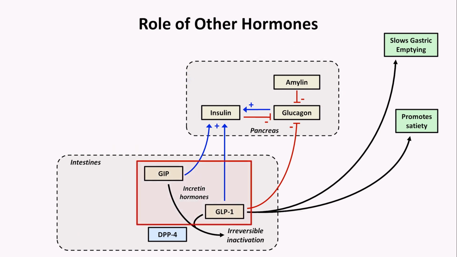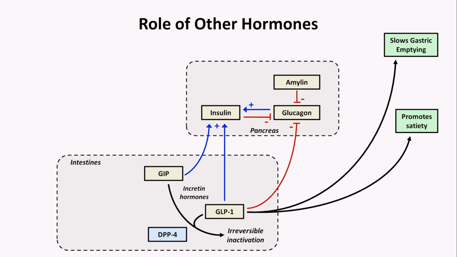These include the incretin hormones, GIP and GLP-1, which are secreted by the intestines in response to the ingestion of fat and carbohydrates. Both of these stimulate insulin release. GLP-1 in particular slows gastric emptying and promotes satiety, and both of the incretin hormones are inactivated by the enzyme DPP-4. There's also a hormone called amylin, which is co-secreted with insulin by pancreatic beta cells in response to a glucose load and acts to inhibit glucagon.